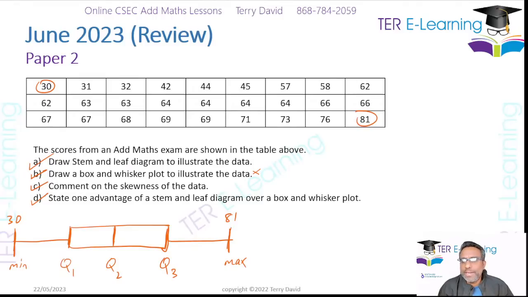Yes, Ray, that is true. If Q2, the spacing between Q2 and Q3 is bigger, it's positively skewed. And symmetrical is when the spacing between two of them is around the same.